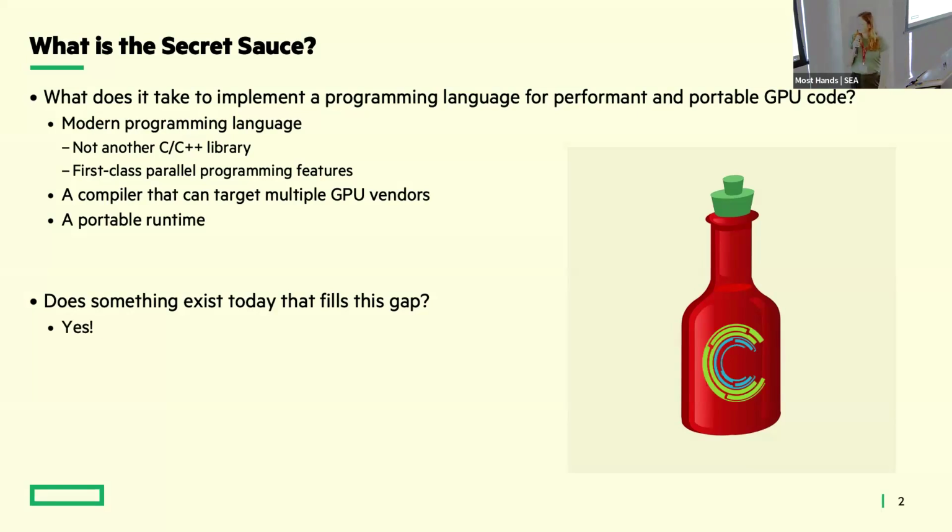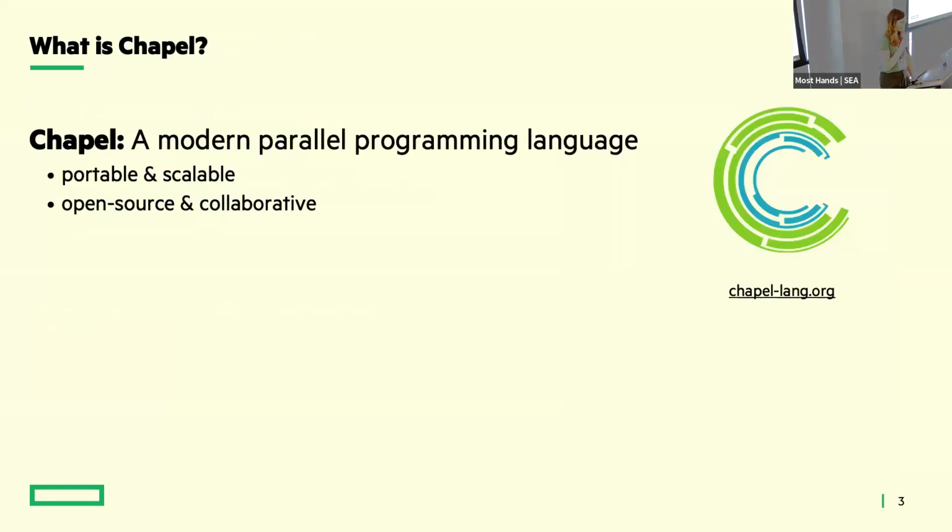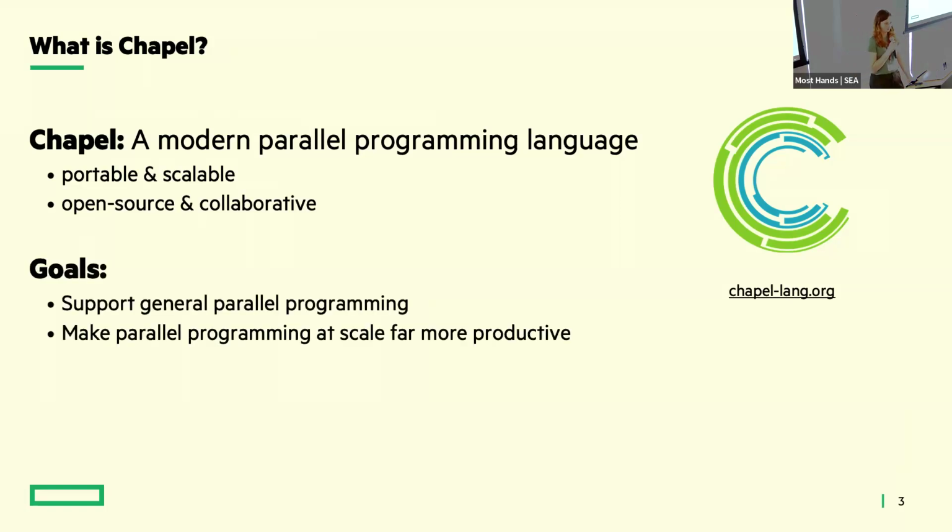So if you haven't heard of Chapel before, Chapel is a modern parallel programming language that's designed to be portable and scalable. And of course, it's open source, as all good software should be. The idea of Chapel is if you have a parallel computing resource like a CPU or a GPU, you should be able to write Chapel code to drive that hardware. So we want to support general parallel programming, not only with CPUs, GPUs, your accelerator here, and we want it to be easy to do.